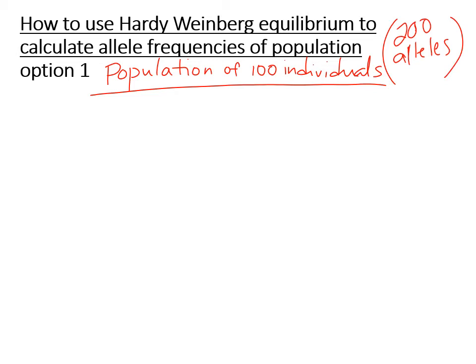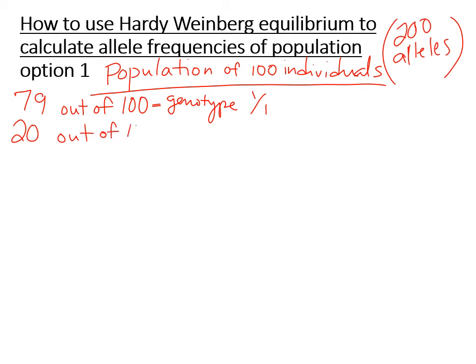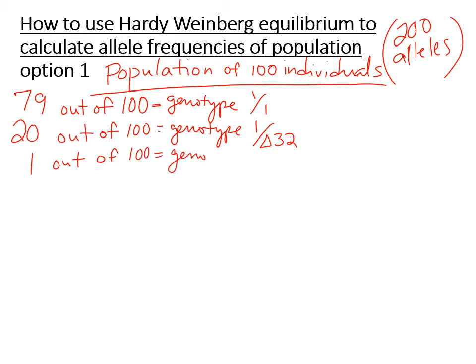So I'm going to write out the frequencies of the three different genotypes. We have 79 out of 100 people in this population have the genotype 1-1. This is actually a real genotype I'm going to use for this example. 20 out of 100 have the genotype called 1, delta 32, and only 1 out of 100 has the genotype delta 32, delta 32.